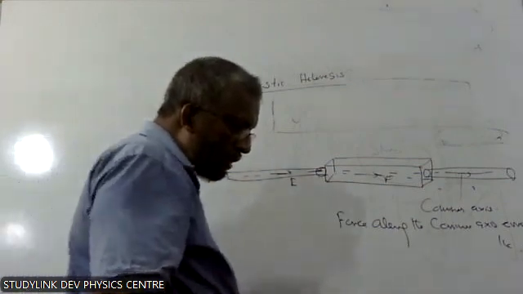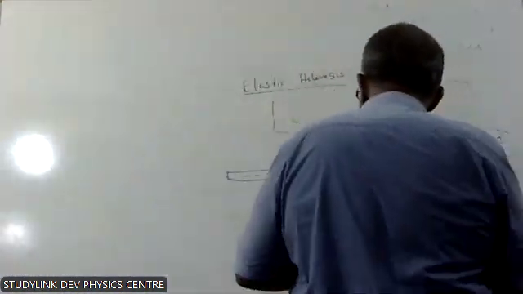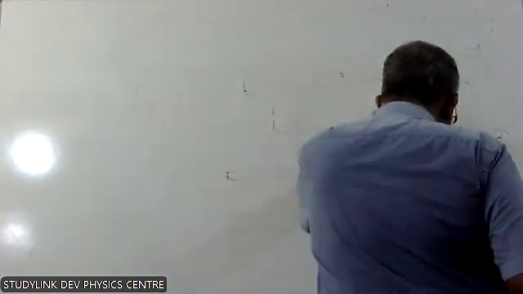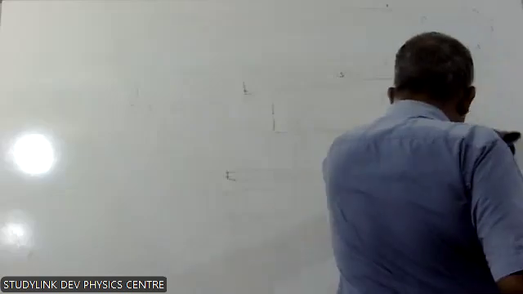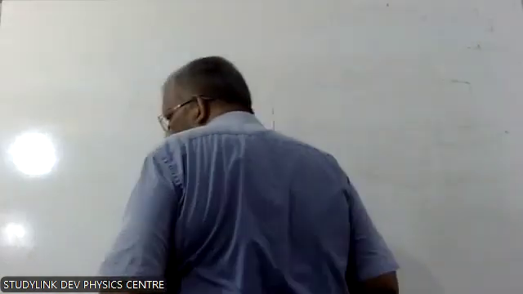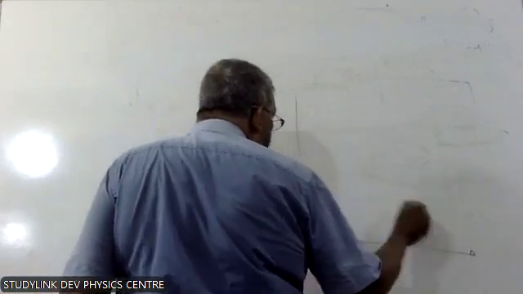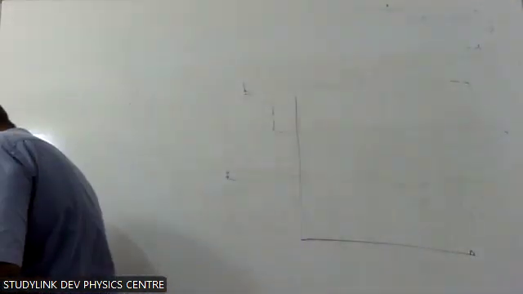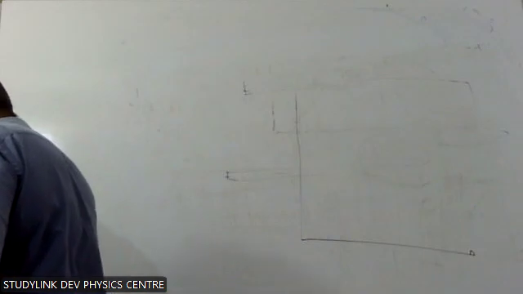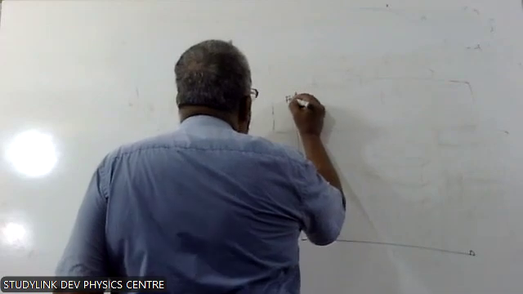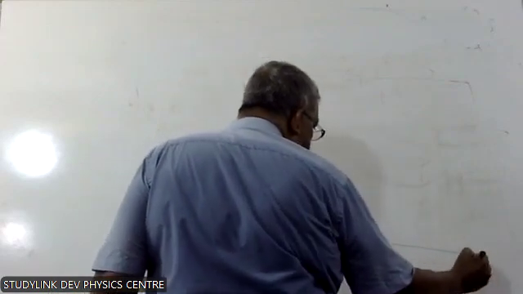Now, if you do a certain experiment, loading and unloading the wire even within the elastic limit or proportional limit, and we plot a graph. That graph is force versus extension. Force is here, then extension is here.